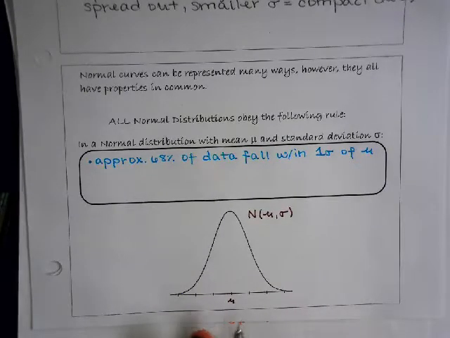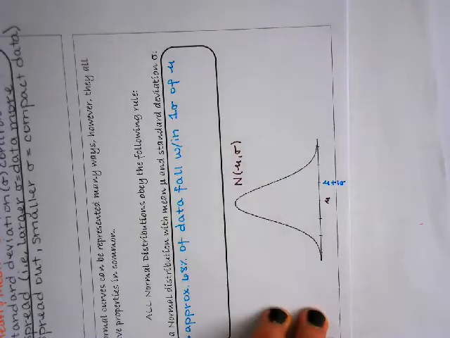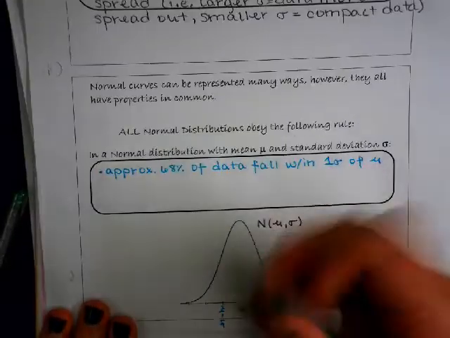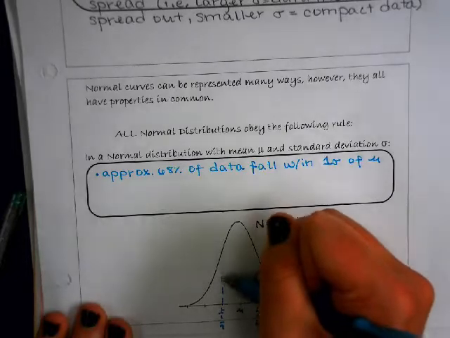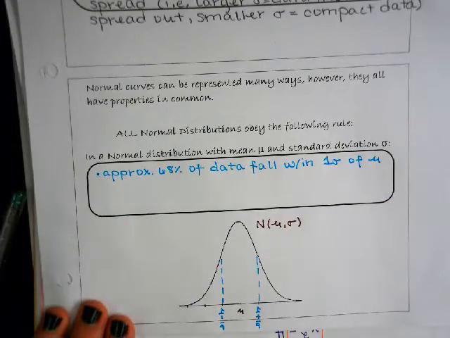I'm gonna have to turn my paper sideways for a second. So this hash mark above the mean, we would say is the mean plus 1 standard deviation. The one right below it, we would say is the mean minus 1 standard deviation. If I go from those hash marks up, make dashed lines. Between those two dashed lines is 68% of the data under the curve.